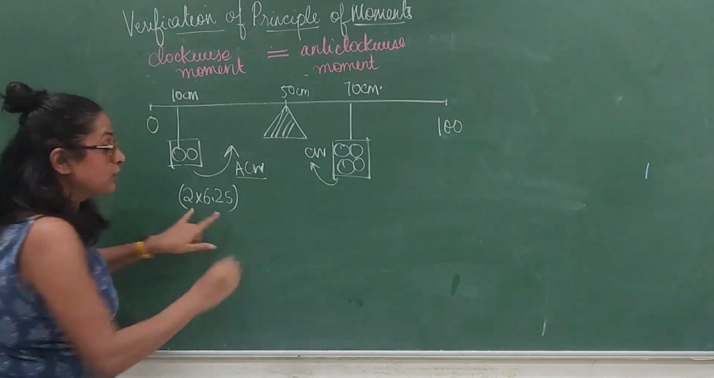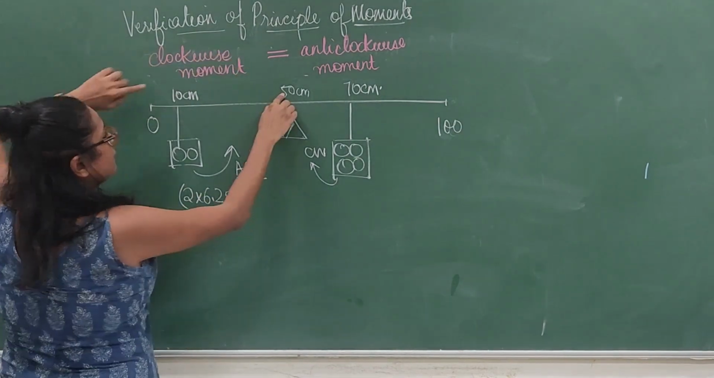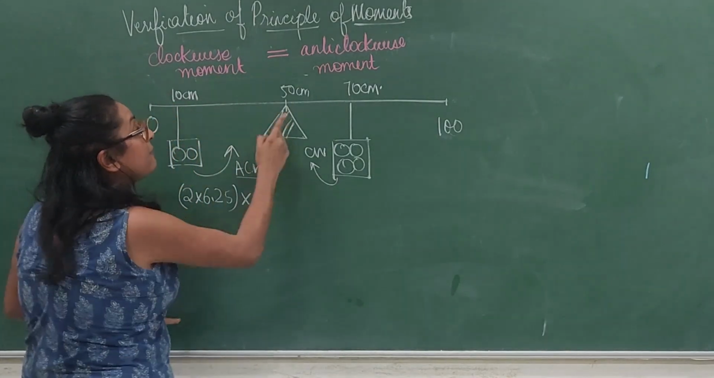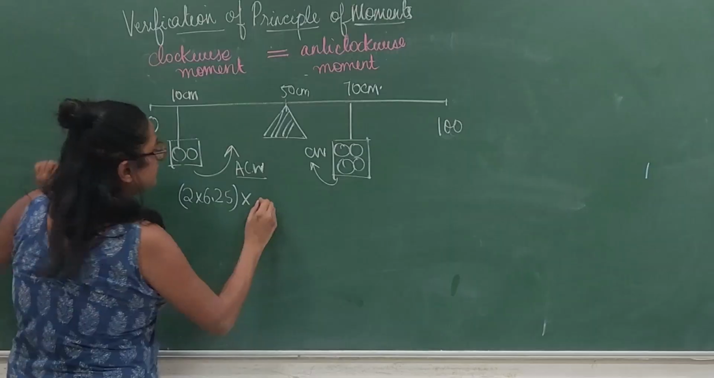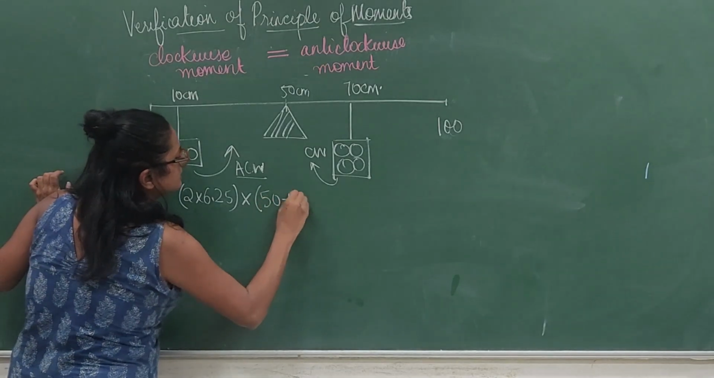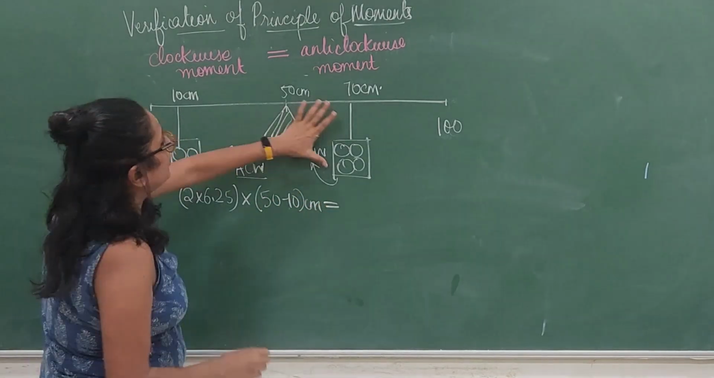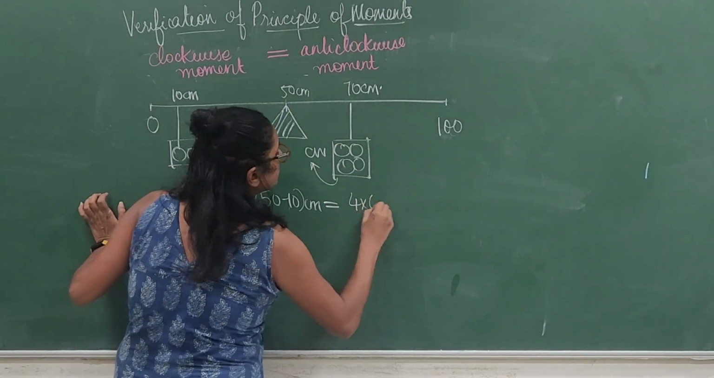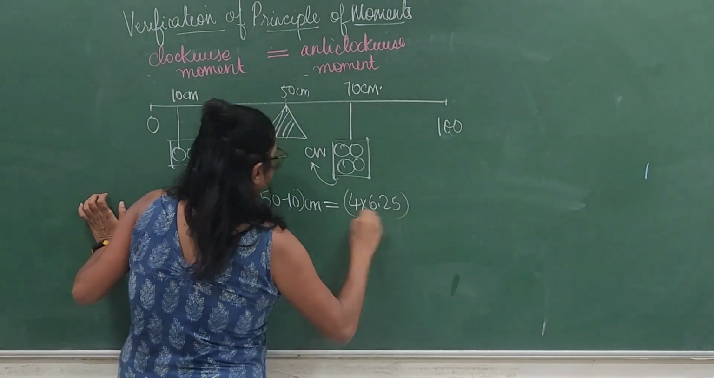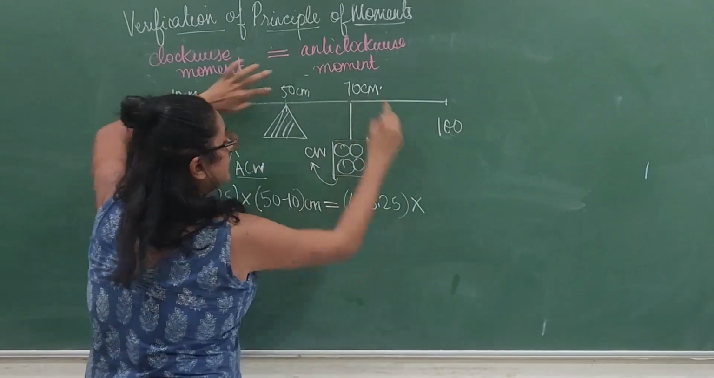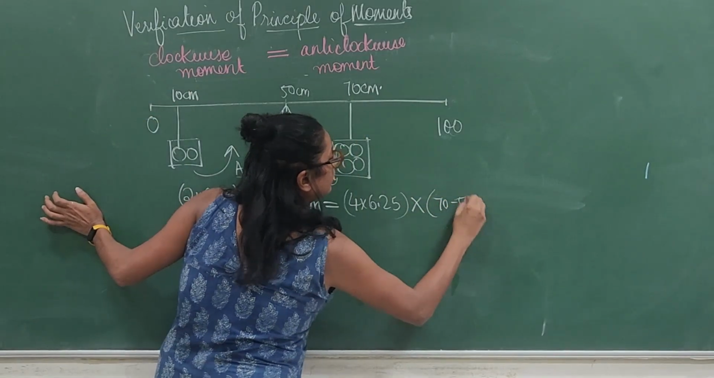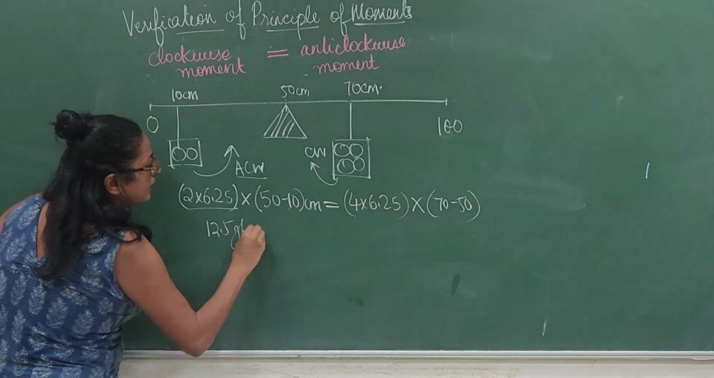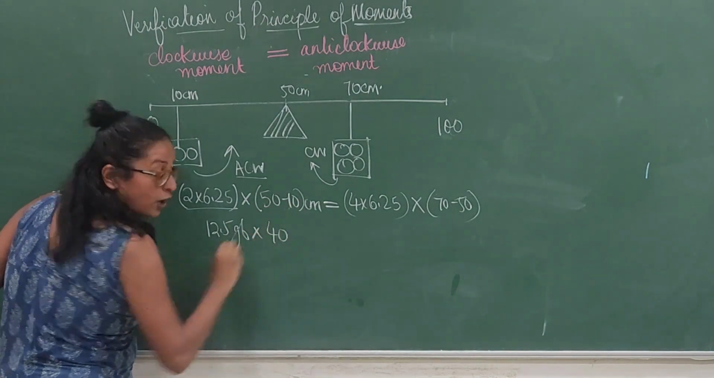That is the force into what is the distance? 50 minus 10. Distance is not 10 centimeter. Distance from the pivot is the difference between them. So that is 50 minus 10 centimeter. This should be equal to the clockwise moment, which is 4 into 6.25 GF into 70 minus 50. So how much is 2 into 6.25? 12.5 GF into 50 minus 10 is 40.